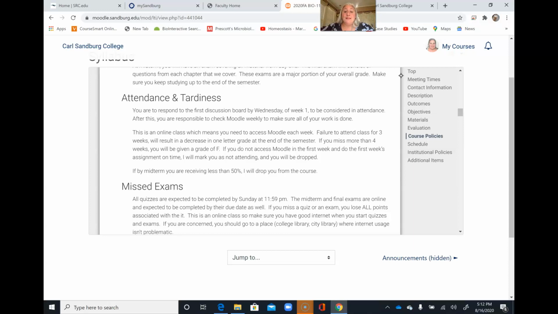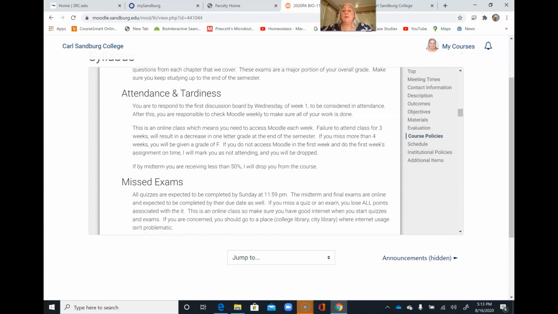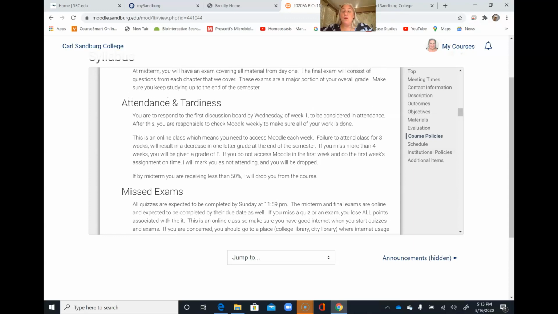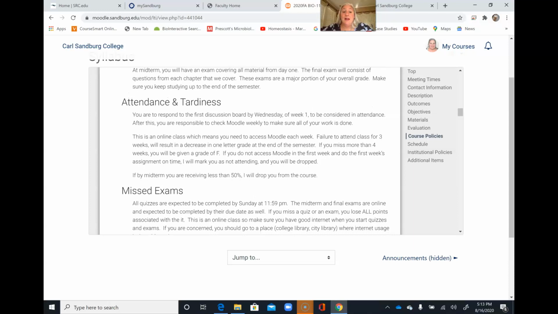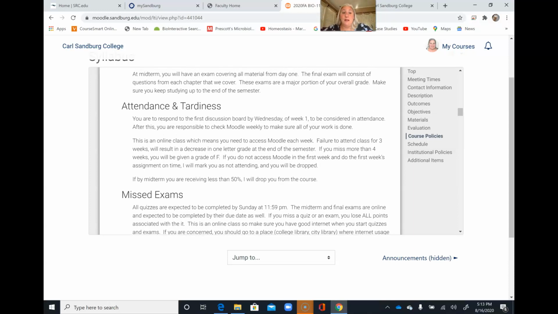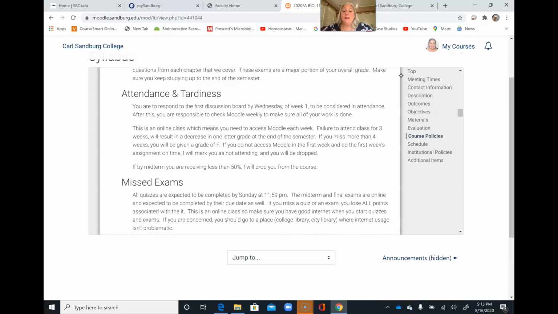So if you don't do any of the work for a week, that means you miss that week of class. And if you don't attend class for 3 weeks, you will lose 1 full letter grade. So if you were going to be getting an A, now you're only going to get a B, okay? If you miss more than 4 weeks, that is 1/4 of the semester, you will be receiving an F at the end of the semester.